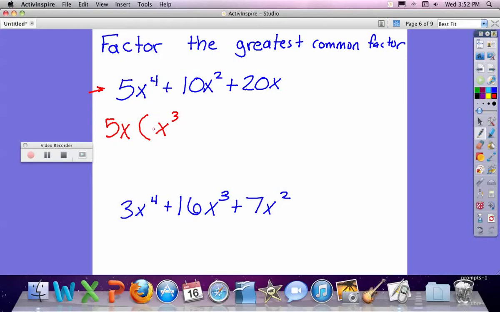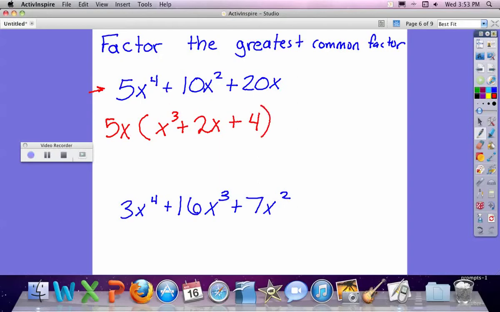10 divided by 5 is 2. If I have x squared and I factor out an x, I still have 1x. Here, when I do 20 divided by 5, I get 4. If I have x and I factor out an x, there's no x left to be here. So I'm finished. I've factored this problem.